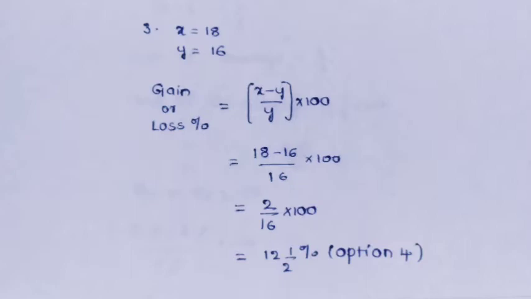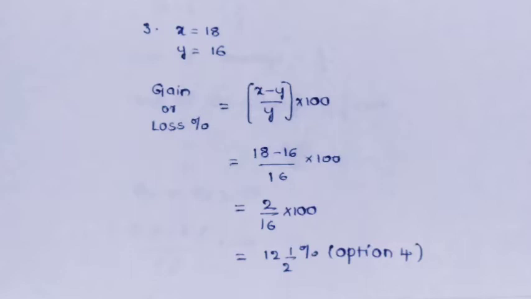Here you have to remember one thing. After solving (x minus y) divided by y into 100, if you get the final value as positive, then it is gain percentage. If you get the value as negative, then it is loss percentage. So here we got a positive percentage, so it is gain percent. So the answer will be 12 1 by 2 percent.